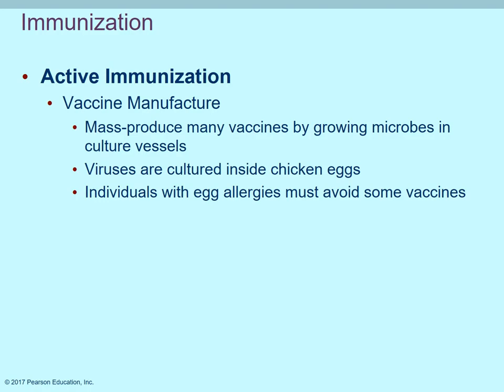The drawback for this is that there are some individuals who are allergic to eggs. If you've ever noticed, when you go in to receive a vaccine, they'll often ask you, are you allergic to eggs? And if you've ever wondered, what do eggs have to do with me getting a vaccine? It's because if it is a vaccine against a virus, most likely that virus was grown in an egg. If you're allergic to eggs, you cannot receive the vaccine because you're going to have an allergic reaction.